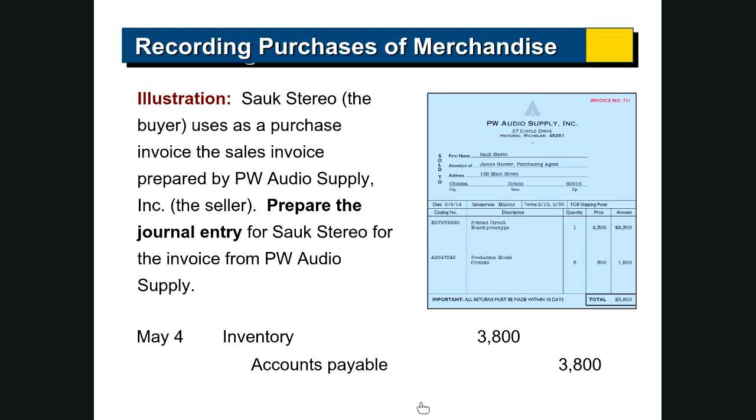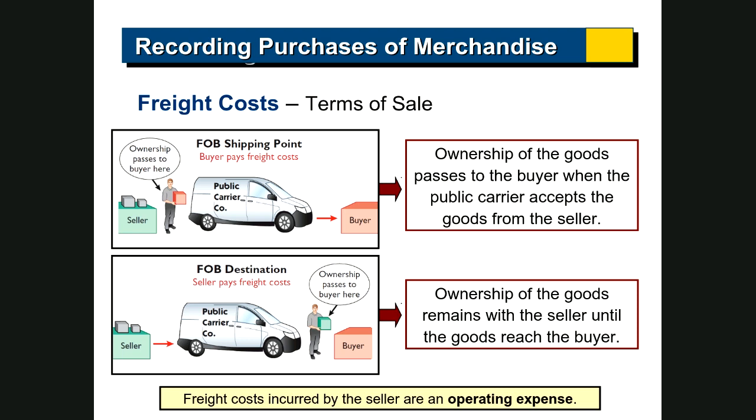So we have 3,800 debit to inventory, 3,800 credit to payable. Now what happens, to throw a twist in the story, there is sometimes shipping involved. Listen to me very carefully, because this is a concept that some students have a difficult time grasping. There is shipping involved in some sales.